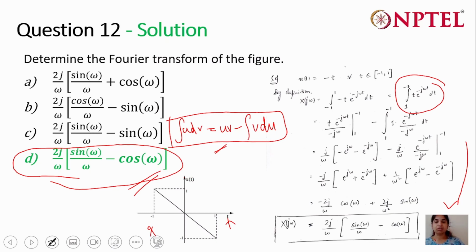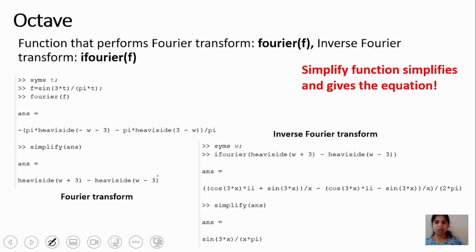So yes, we are done with the questions. Now let us see what we're going to do in Octave. In last week's session, we saw that the function to perform Fourier transform was fourier of f. Now, what is the function to perform inverse Fourier transform in Octave? It is ifourier of f.